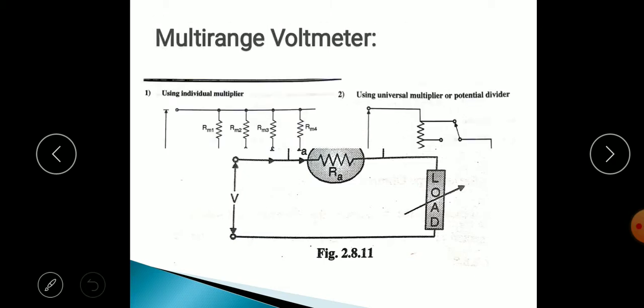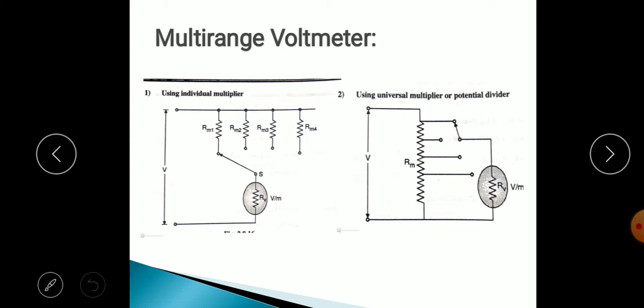Next one is multi-range voltmeter. How is voltmeter range extended? A higher resistance called a multiplier is connected in series with the voltmeter when it is used for high voltage measurement. The multiplier creates a major voltage drop across it, and the remaining voltage of safe value gets applied to the voltmeter.